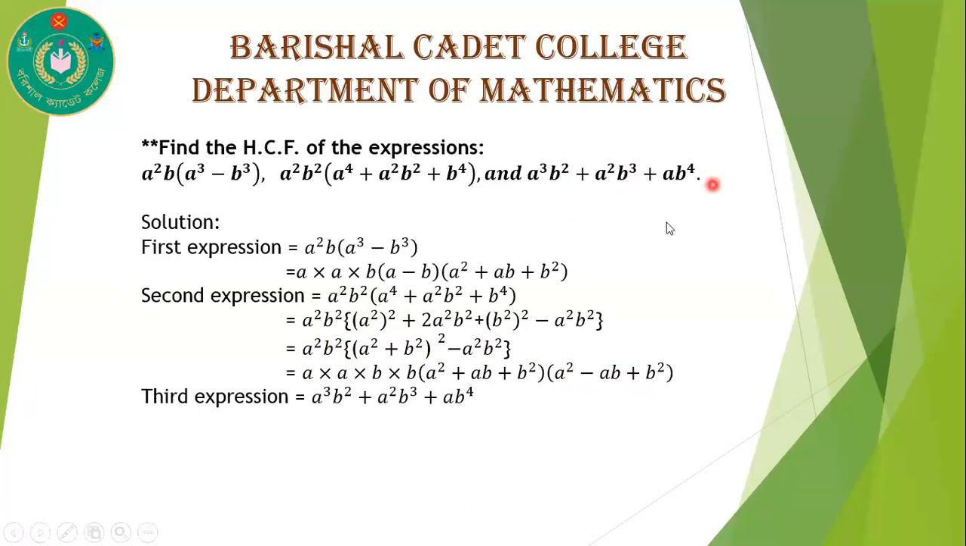Now the third expression, here we can see the common term is a b square. Then we can write a square plus ab plus b square. Here we can see a square plus ab plus b square are the common terms of these three expressions. Also, we see ab are the common terms. That's why the required HCF is ab into a square plus ab plus b square.